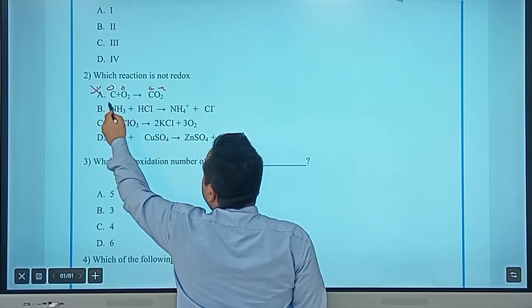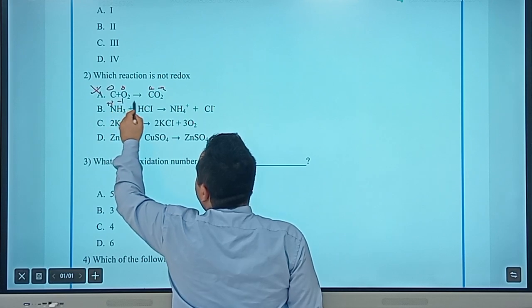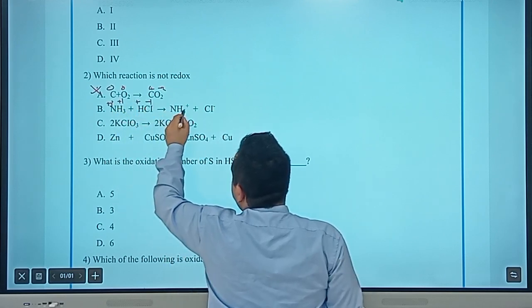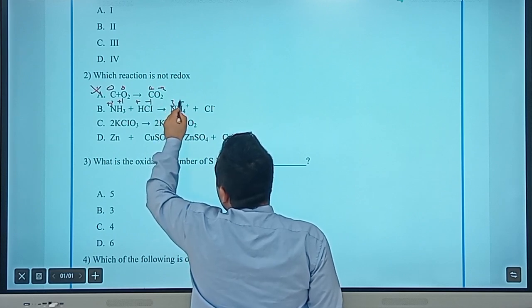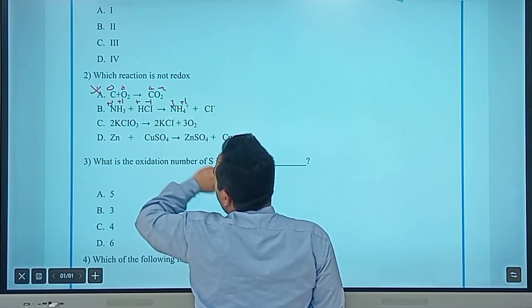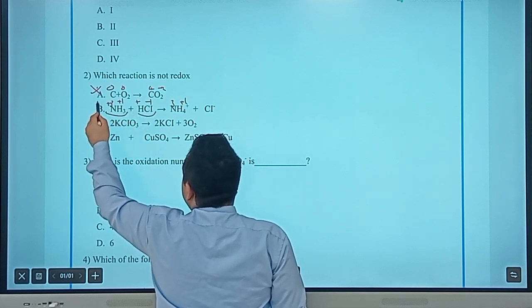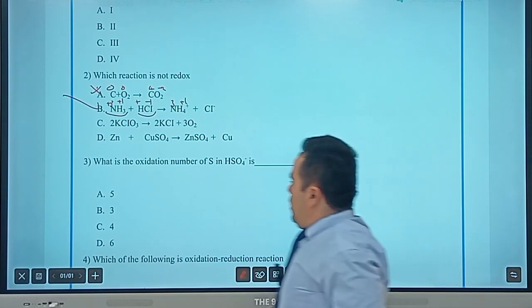Ammonia with the HCl. Nitrogen is minus 3, hydrogen plus 1, chlorine minus 1. 4 multiplied by 1 equals 4, so plus 1 and minus 1 charges. So this reaction between the acid with the base is the correct answer, which is not redox.